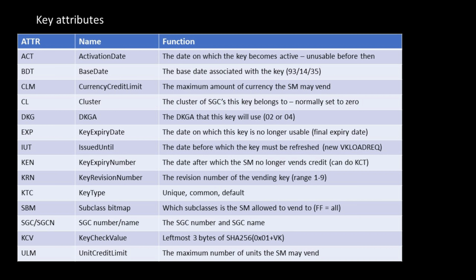So choose the ones you want to keep. For example, the UIT issued until, that tells you when the key needs to be refreshed. Now your point of sale must know this, because maybe 30 days before the expiry you should warn the operator that the key will expire in 30 days and he needs to download another vkload request, obviously. Subclass bitmap as well is a nice one to know, but at the end of the day, look through these and decide which ones you want to store.